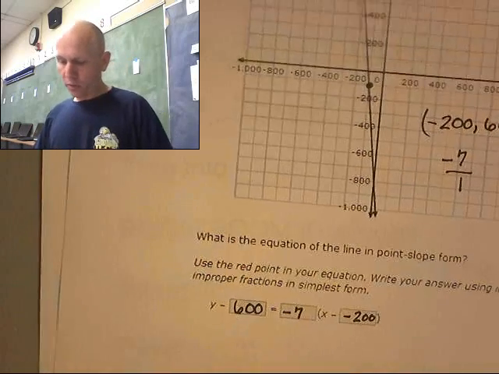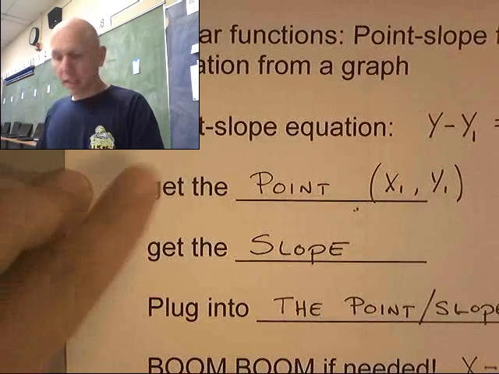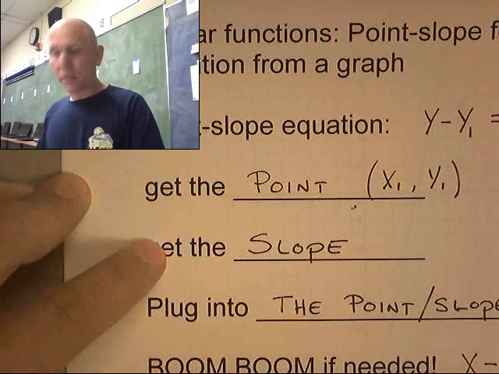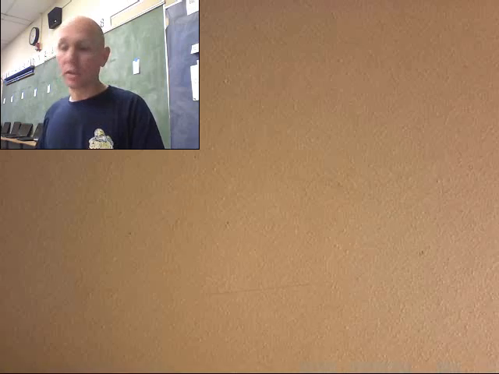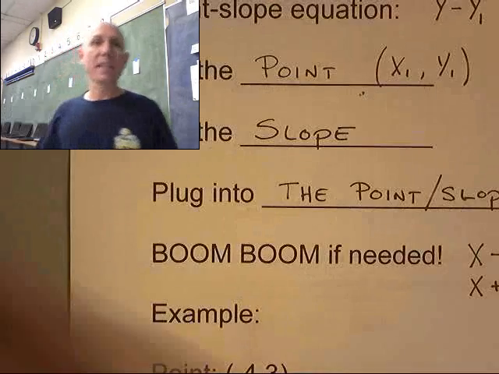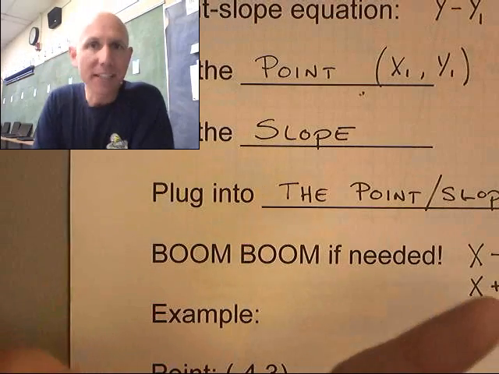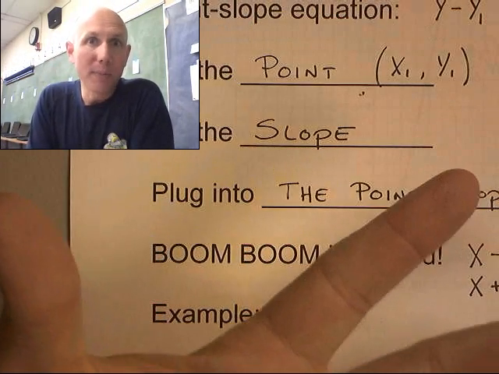So let's review what you need to do. You're going to get the point off the graph, you're going to calculate the slope off the graph, and you're going to plug it into the point-slope equation. That's it. It's really not math as much as just identifying things and putting them in the right places.